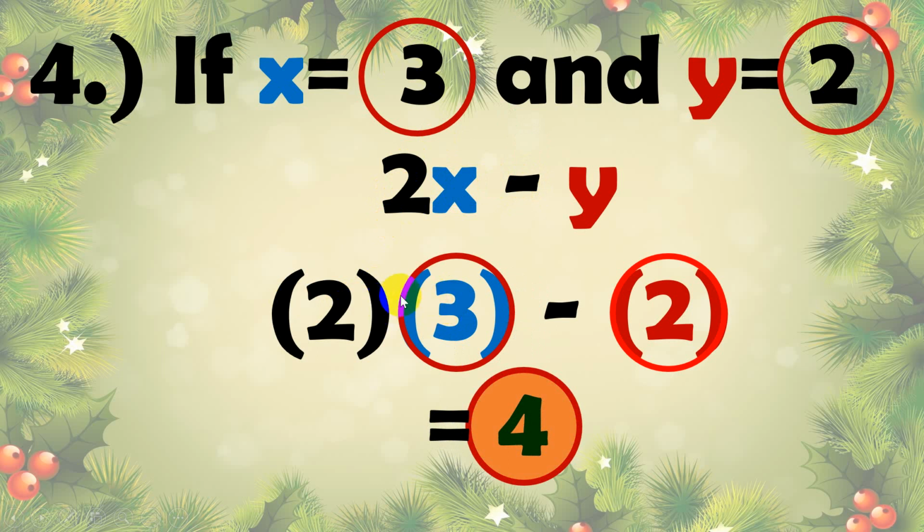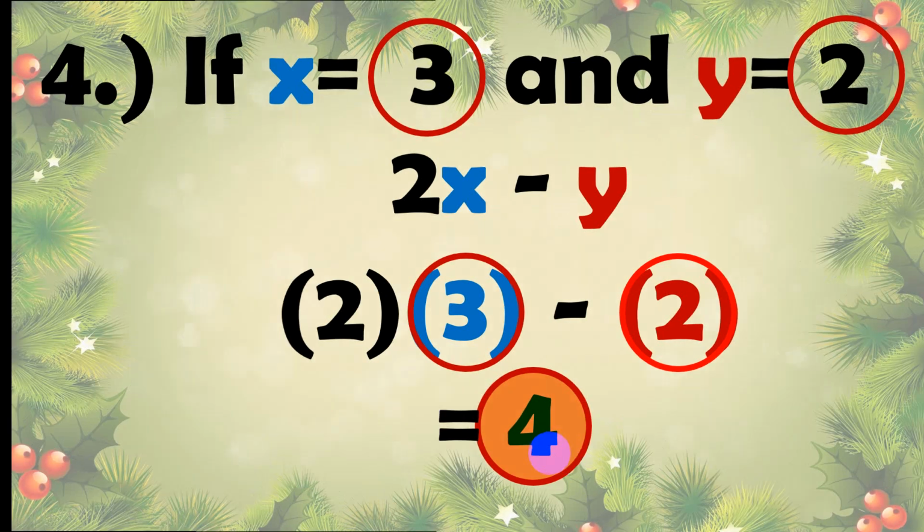And 2 times 3 is equal to 6, right? Then 6 minus y, your y is 2, therefore 6 minus 2 is equal to 4. Right? So that is our final answer. Next, let's have the number 5 example.